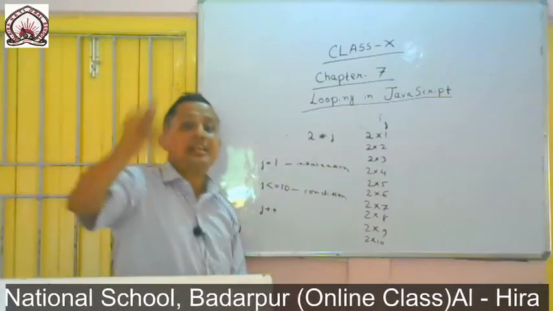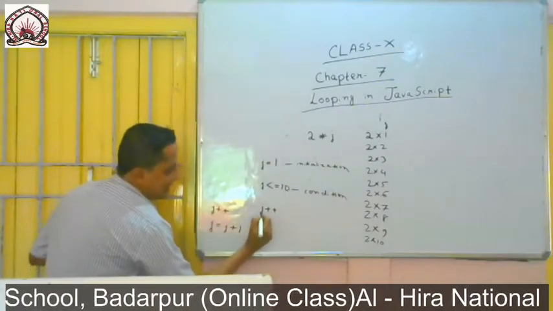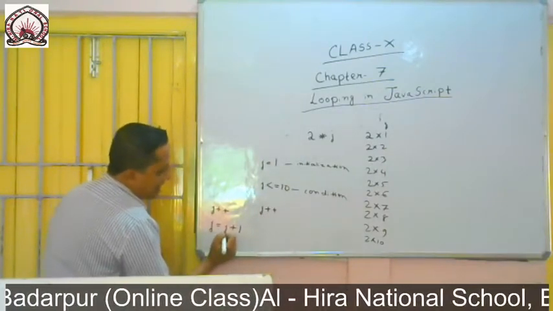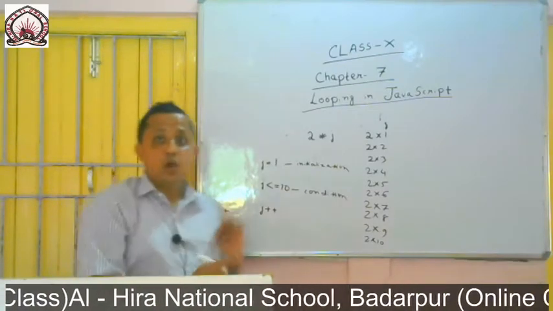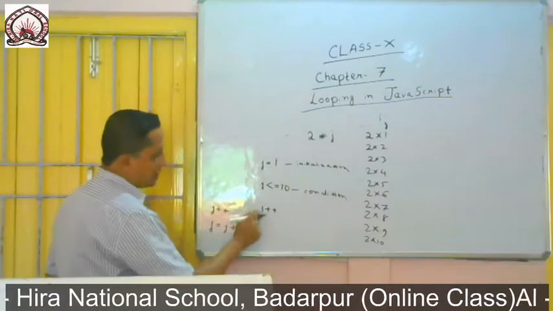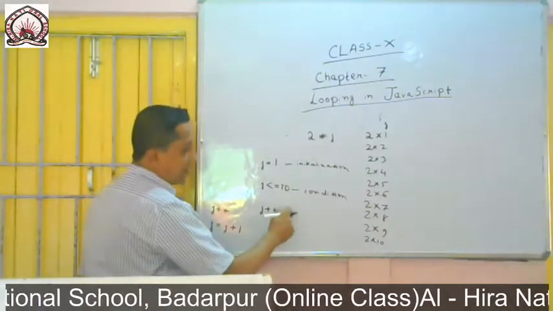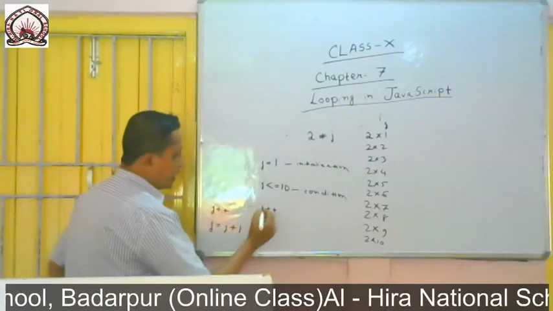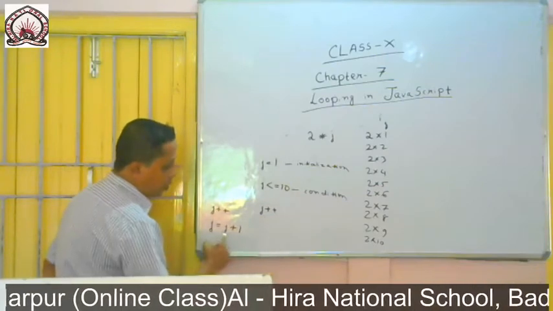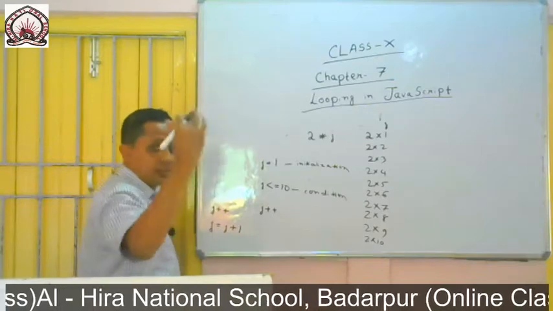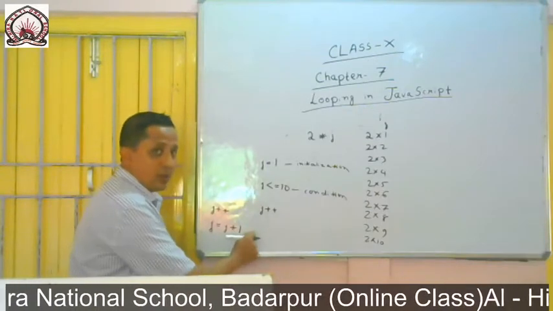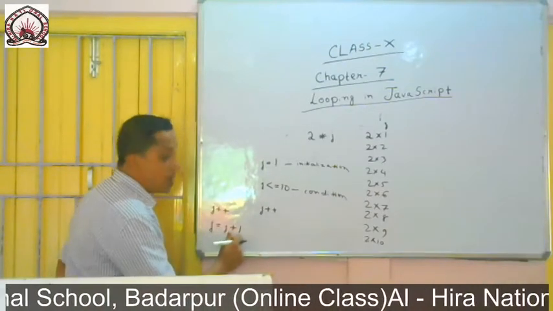Now what will be the next value of j? If it is j plus plus, earlier j was 1, so 1 plus 1 becomes 2. After 2, what is the next value of j? The last value of j was 2, so 2 plus 1 is 3. What is the next value of j? The earlier value of j was 3, so it is 3 plus 1, 4.